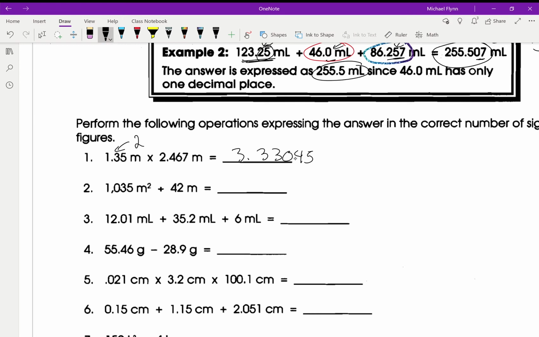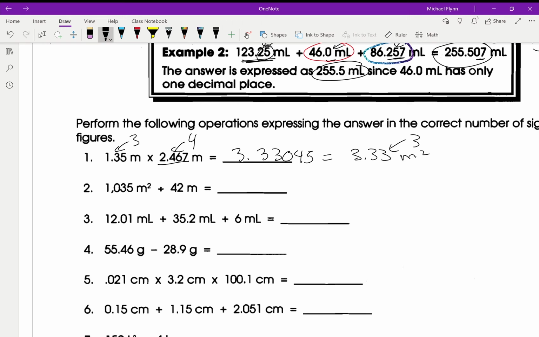But I just multiplied those numbers. This has 3 sig figs, and this one here has 4. So I have to round that to 3 sig figs. So that has 3, and that is my answer. Now by the way, there's a unit. You're multiplying, so it would be square meters. Meter times meter would be square meter.